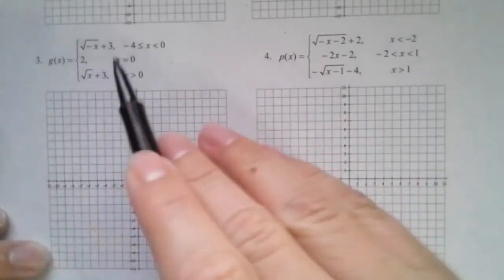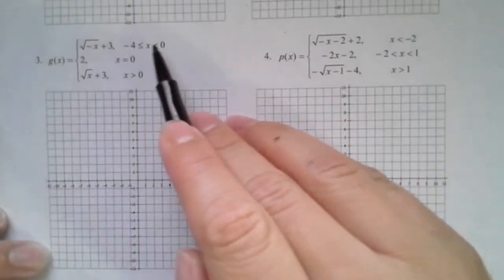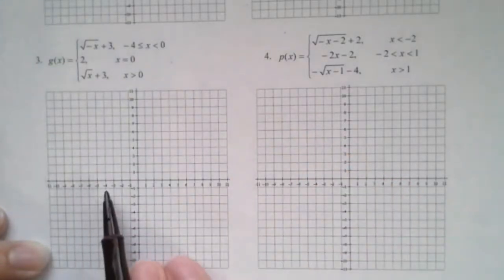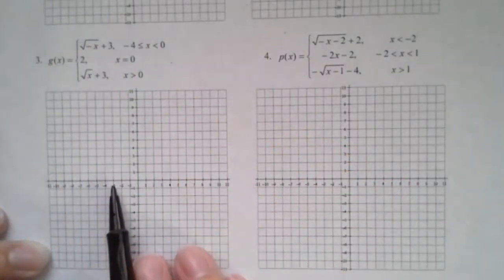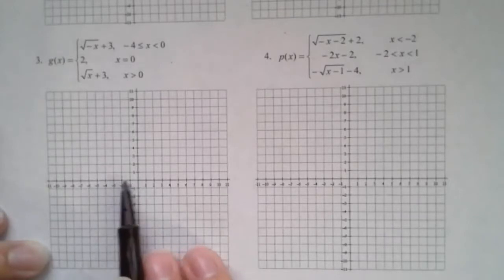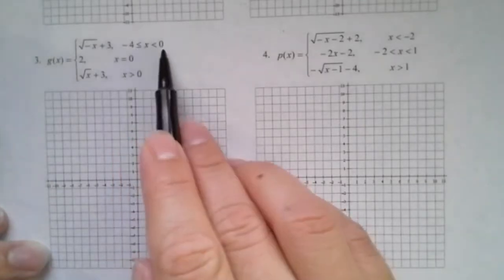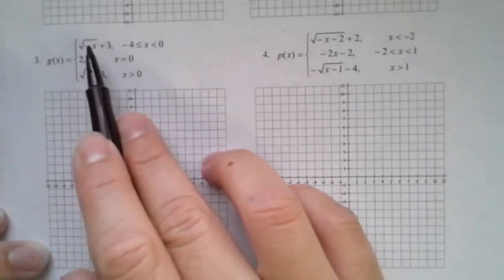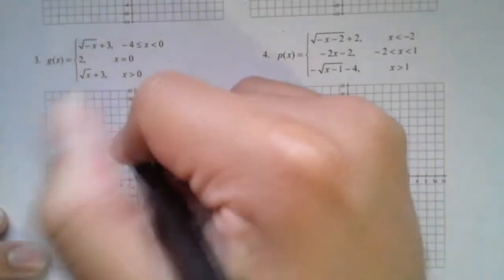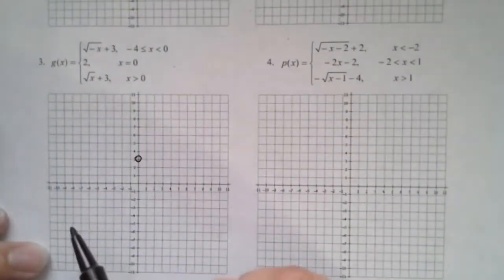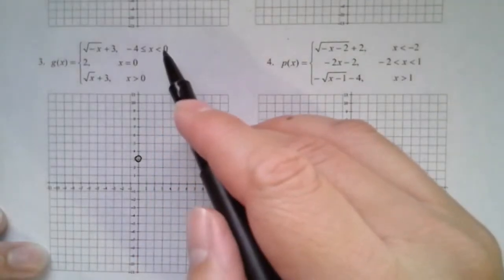Now notice that this is true from x is negative 4 all the way to 0. So I'm going to graph this radical from negative 4 to 0, only in this interval. Okay, so let's evaluate that 0. By plugging in 0, square root of 0 is 0 plus 3. And again, this makes sense because I'm just shifting up 3 from the origin. Okay, and it's an open circle.